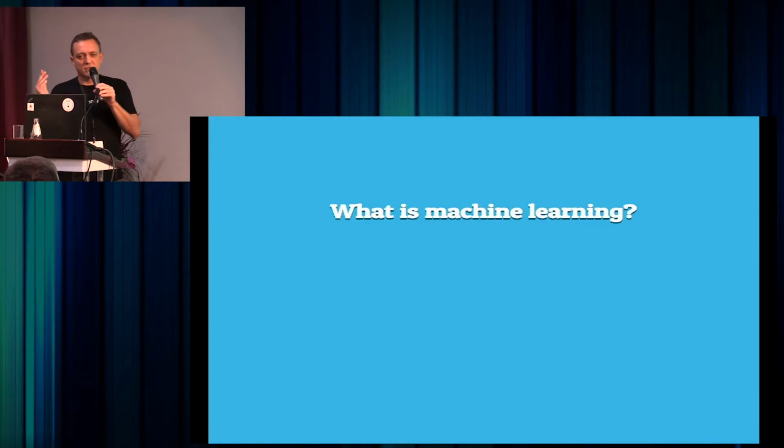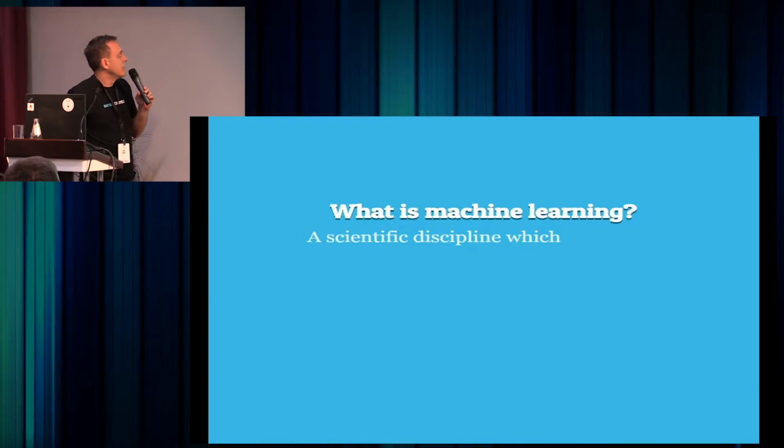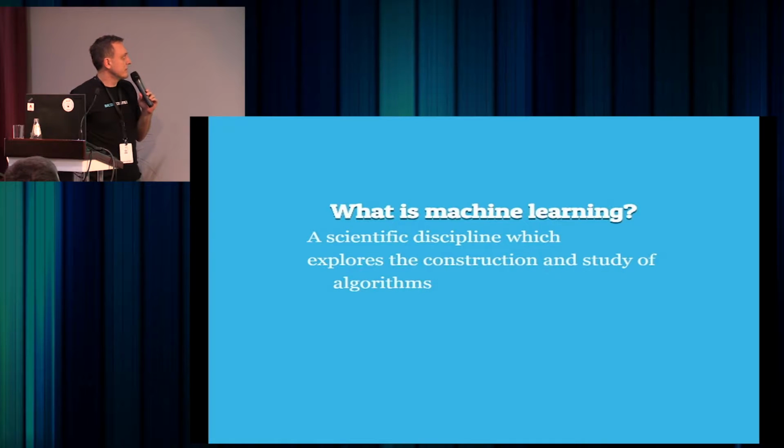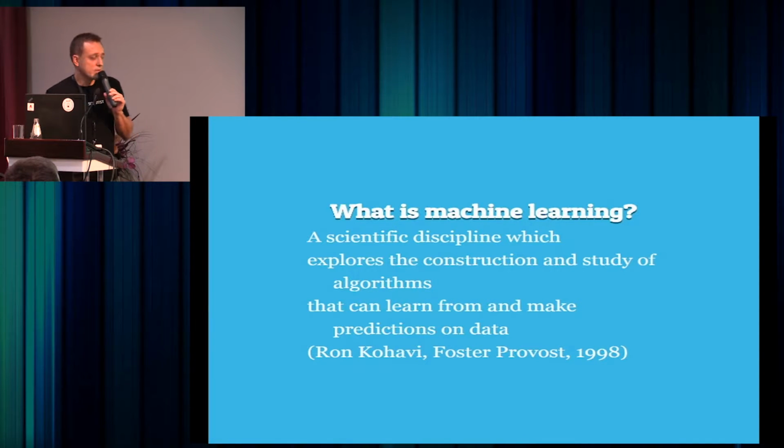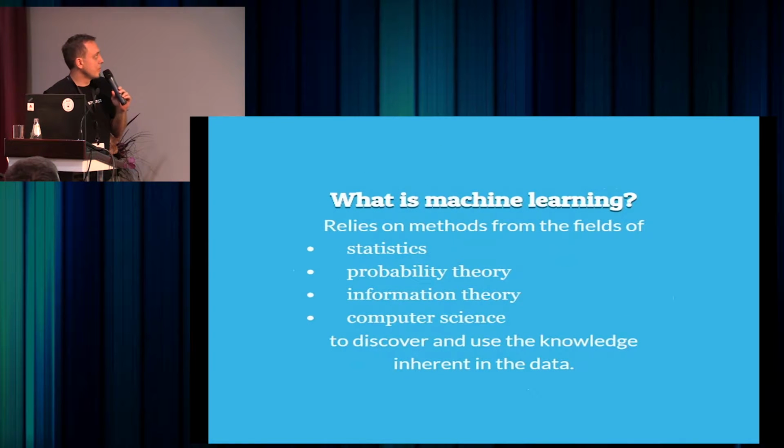So, machine learning with Spark. First of all, what is machine learning? I guess you know, but I like this definition. It's a scientific discipline which explores the construction and study of algorithms that can learn from and make predictions on data. Those two gentlemen came up with this definition in '98. And machine learning relies on methods from the fields of statistics, probability theory, information theory, and computer science, obviously, to discover and use the knowledge inherent in the data. So it's different from traditional programming methods, where you make a program to do exactly one thing, display something to the user, react to user input or something. In the case of machine learning algorithms, the behavior changes based on the knowledge in the data itself.